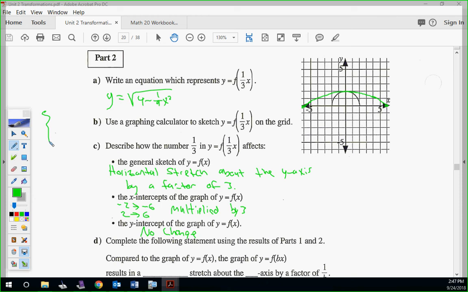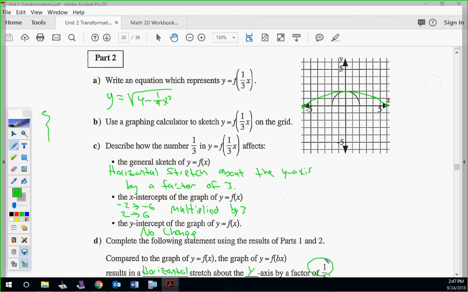So it says complete the following statement using the results from parts 1 and part 2. So we're finishing up horizontal stretch basics. Compare the graph of y equals f of x. The graph of y equals f of bx results in a horizontal stretch about the y-axis by a factor of, this is 1/b. Obviously, you can see that in your paper. Mine's just a little bit not quite up high enough. But 1/b, so it's a flip of what you see.